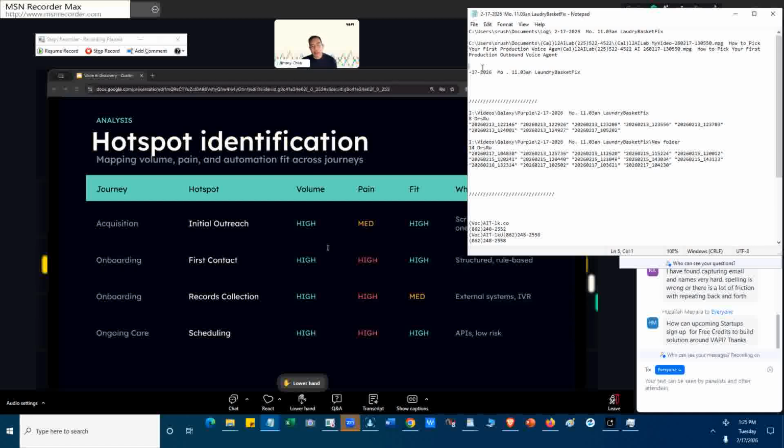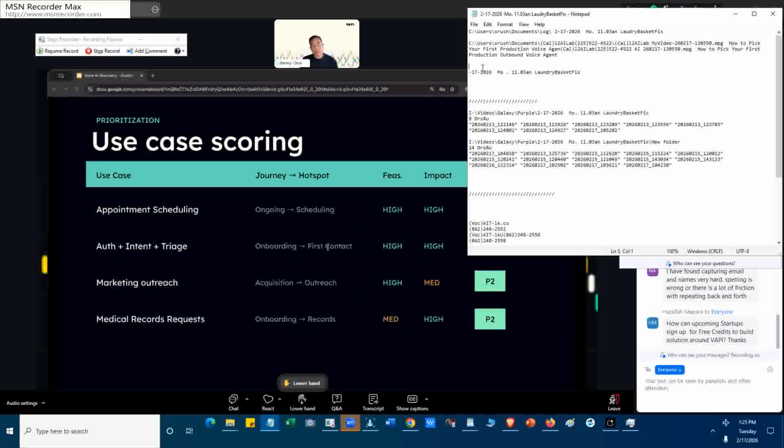Now, say that you've identified all of these hotspots and identified specific automations that you want to take, you can then move to scoring those use cases, right? And so you want to, again, look at it from a feasibility and impact perspective. And remember that feasibility has different factors and impact also has different factors to consider. So, for example, in appointment scheduling, it might be high feasibility and high impact. And so that would make it a clear P1.